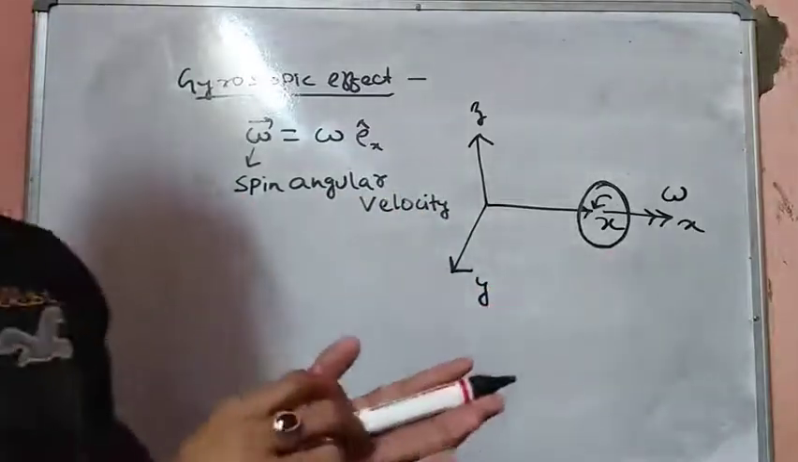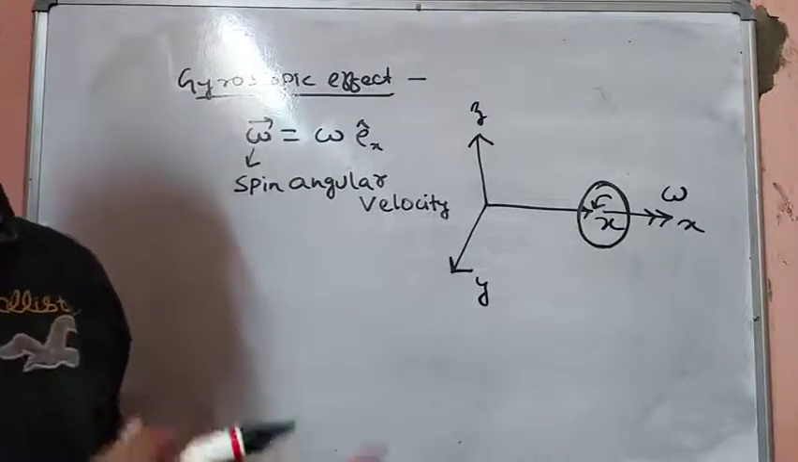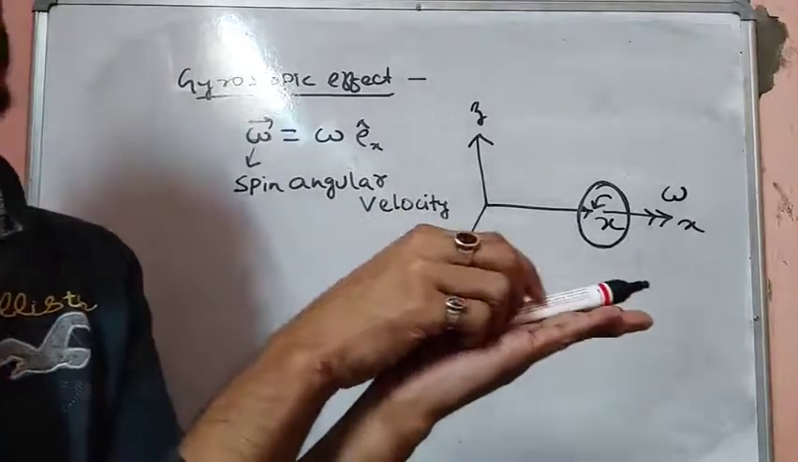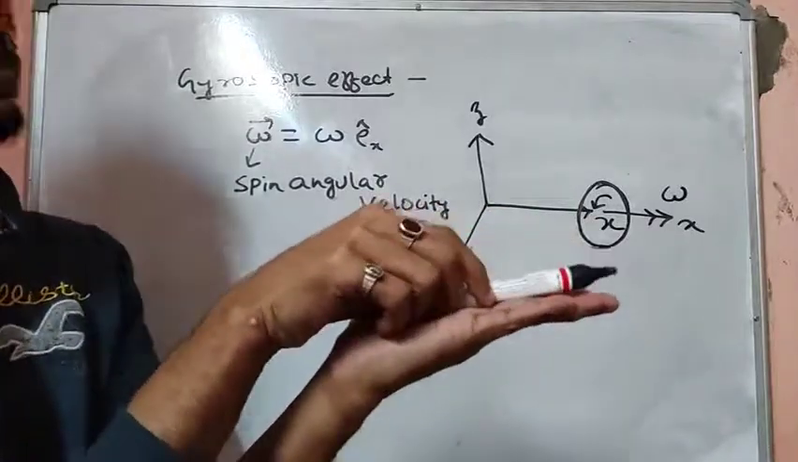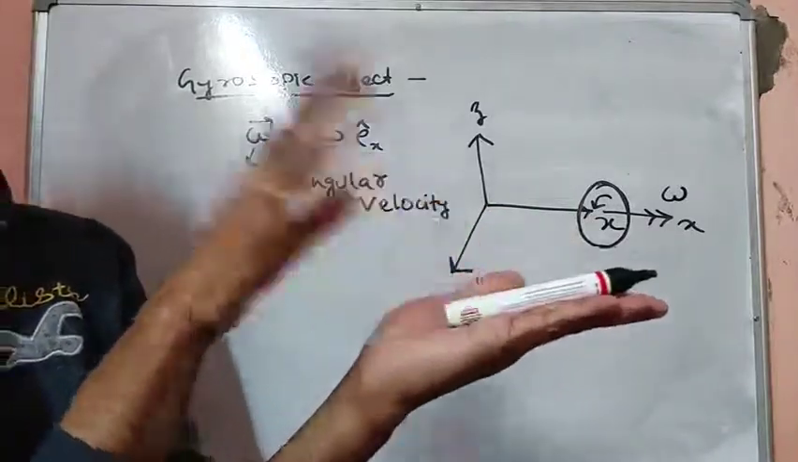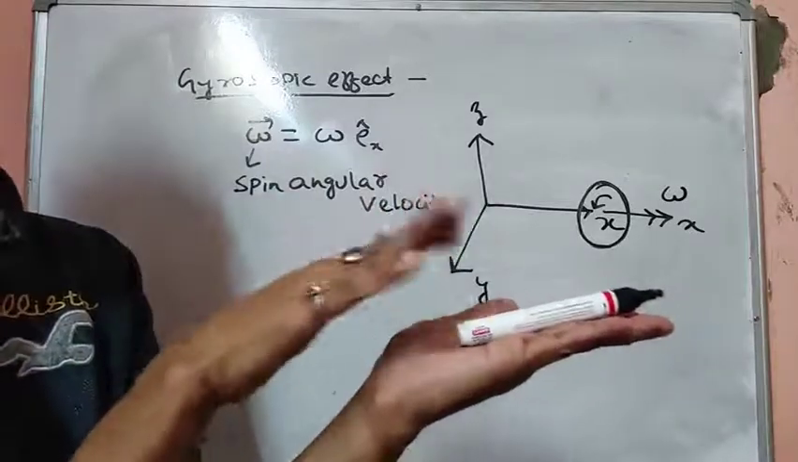So what do we understand by gyroscopic effect? If a spinning body, spinning about its axis, is given a turn about any other arbitrary axis, then there will be a resistance to this turn.